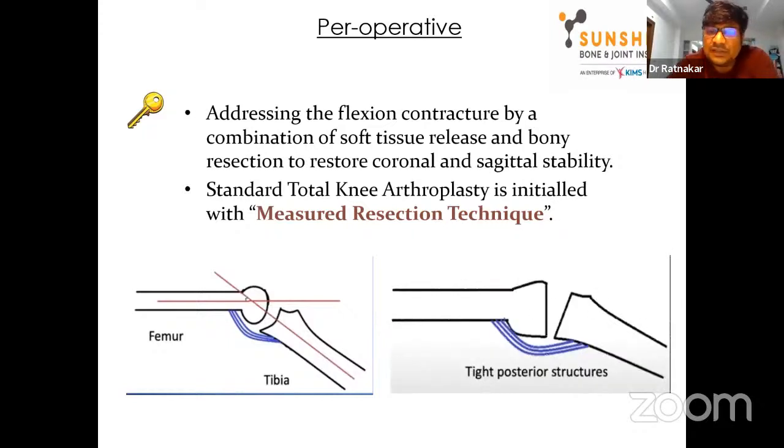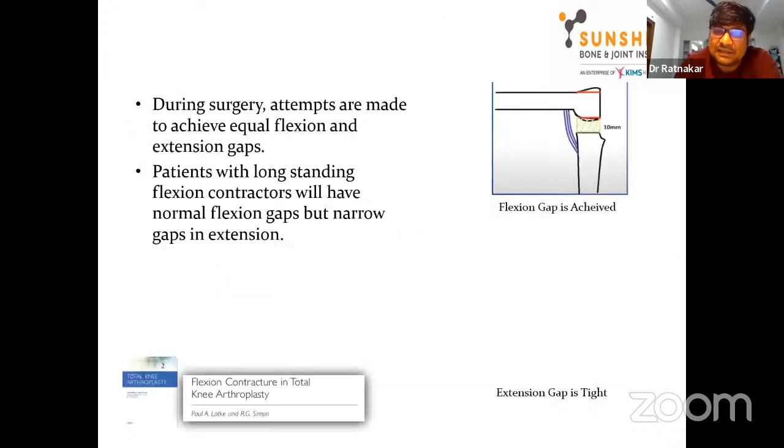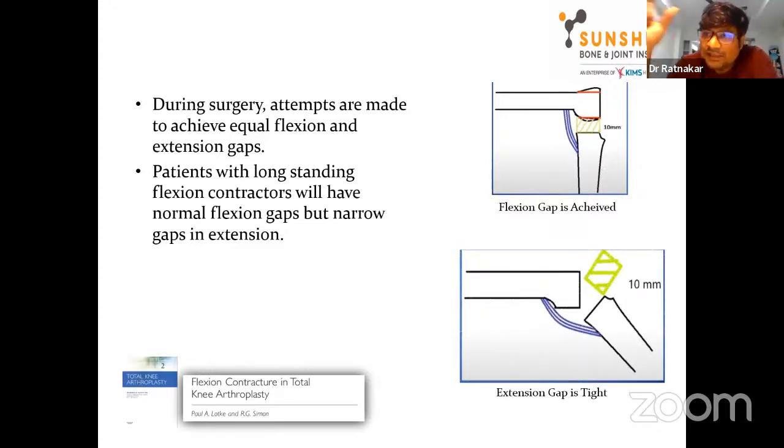So these patients will have, like I said, posterior tight structures. The flexion gap is usually normal, but the extension gap is very thin. So it's not like the flexion gap is loose. With respect to a normal flexion gap, your extension gap is tight.